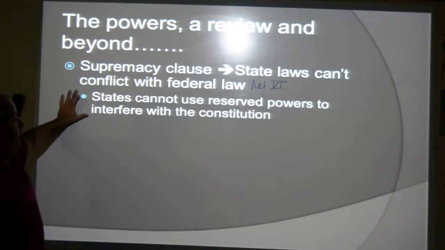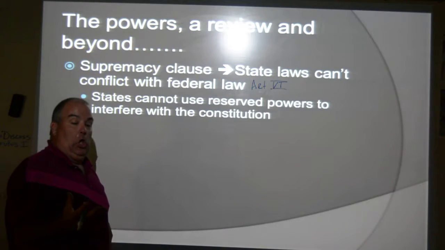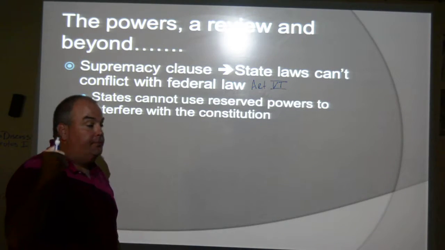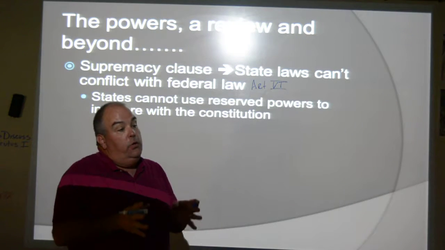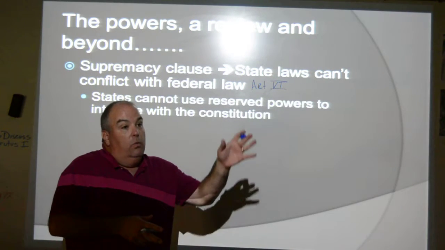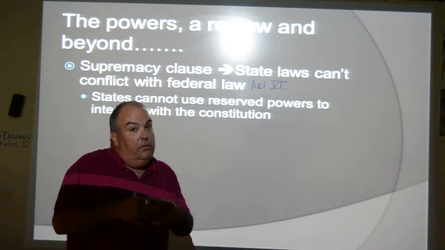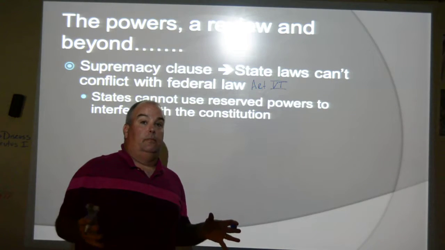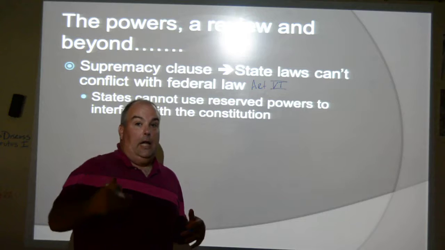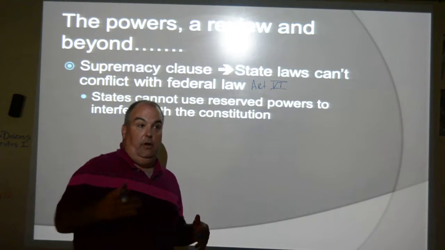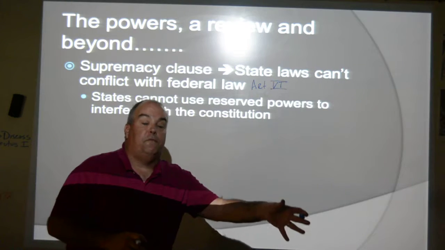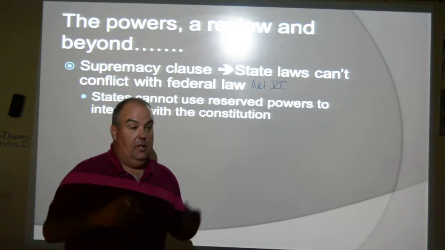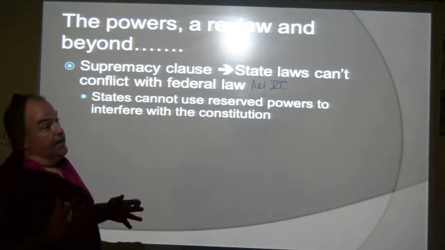Here's another part of it though. States cannot use the reserved powers to interfere with the Constitution. For example, marijuana. States aren't supposed to use their powers to interfere with the constitutional powers. So the federal government has, remember, made marijuana illegal. Colorado has used their reserved powers, covering what's in the state, to interfere with that. They can't do that. Again, we've talked about it.